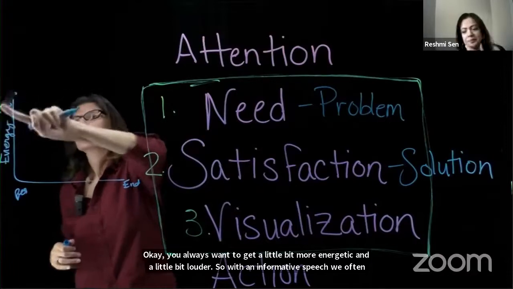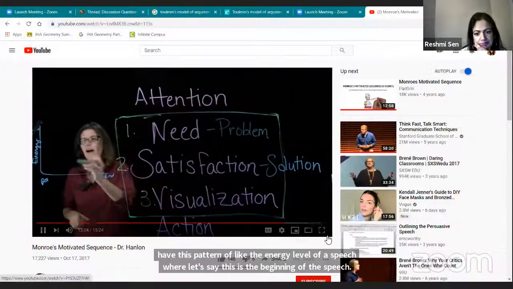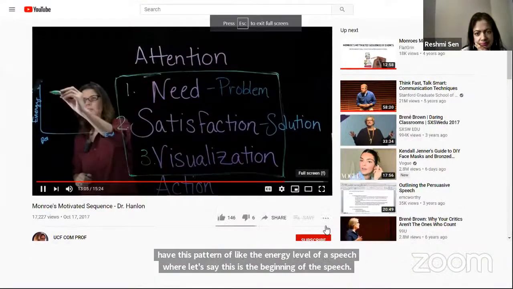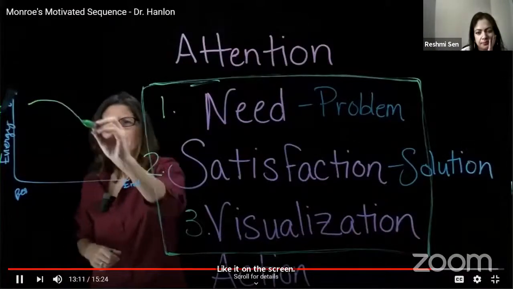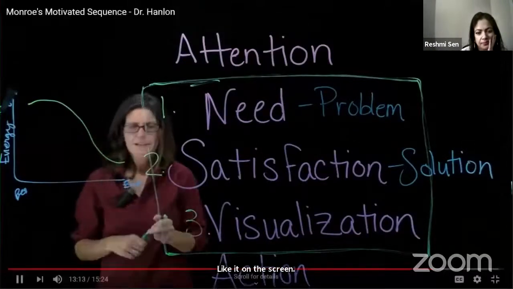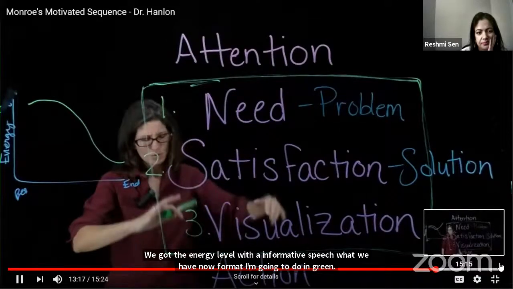There we go, that's it. We got the energy level. With an informative speech, and I'm going to do the informative in green, the speech often starts high at the beginning because you open with impact. You have a lot of high energy, high impact stuff, and it kind of goes like that. And that's kind of the energy level at the end.